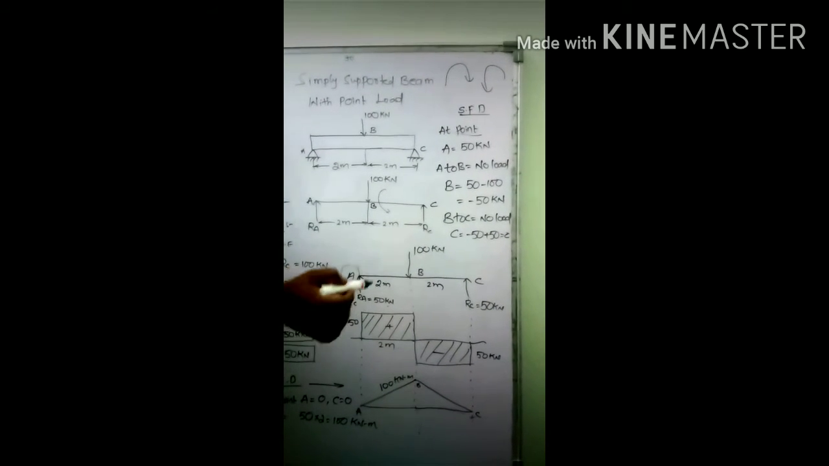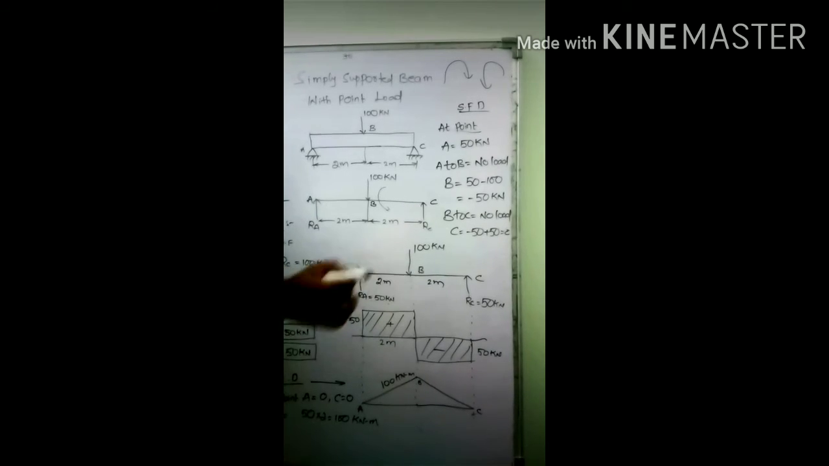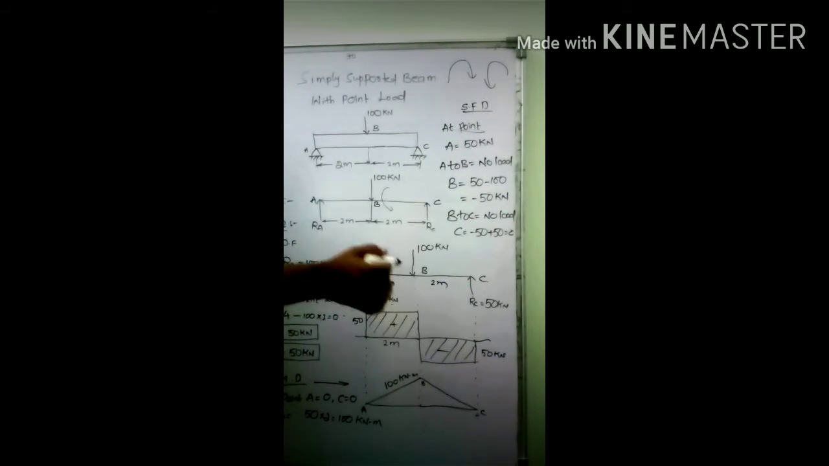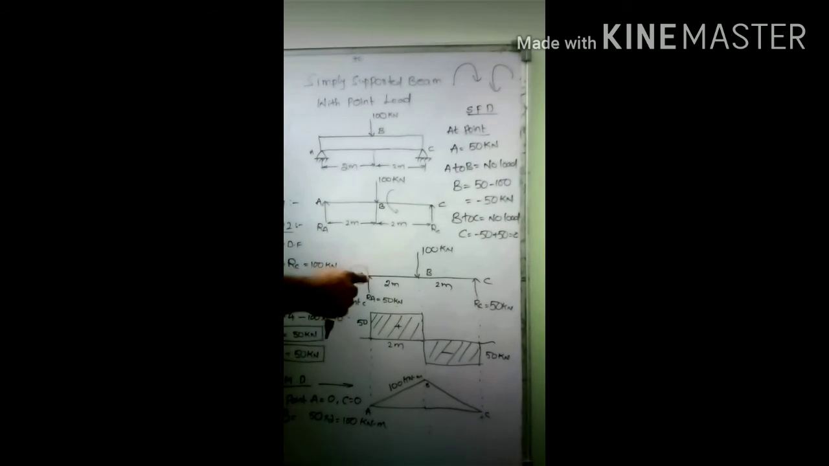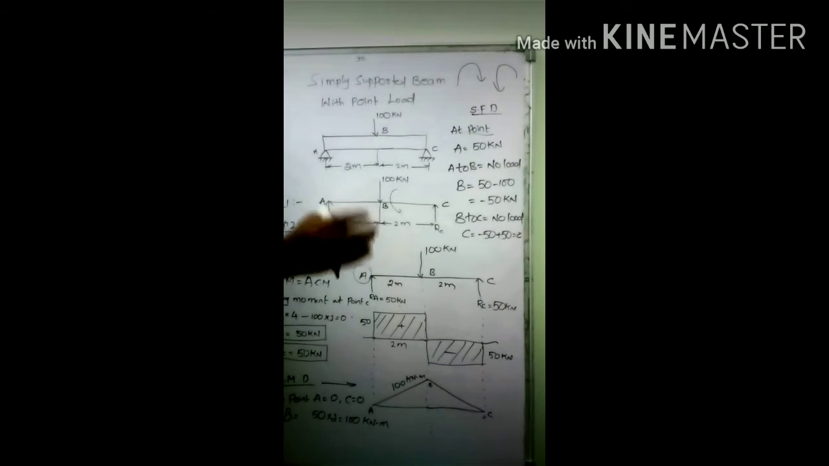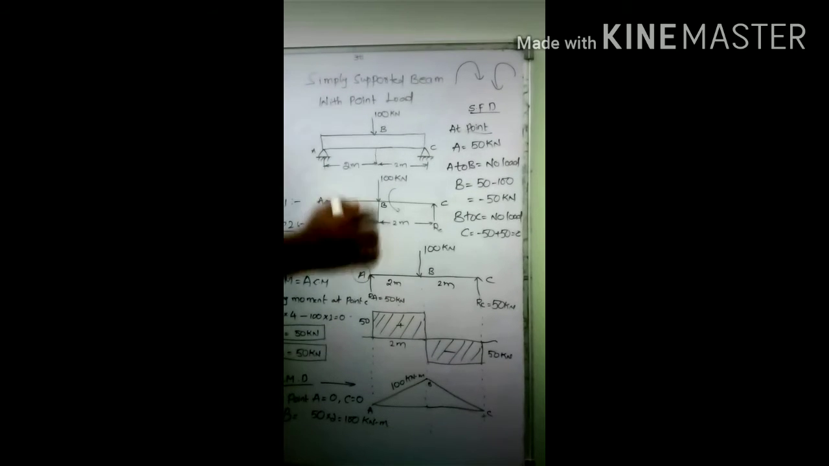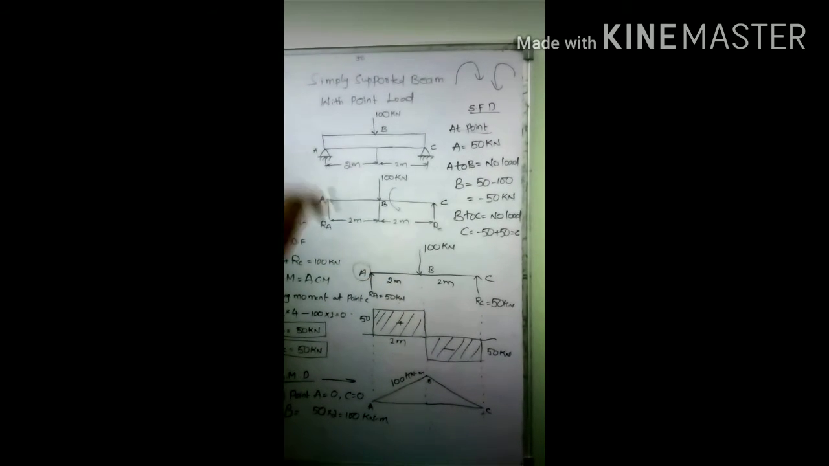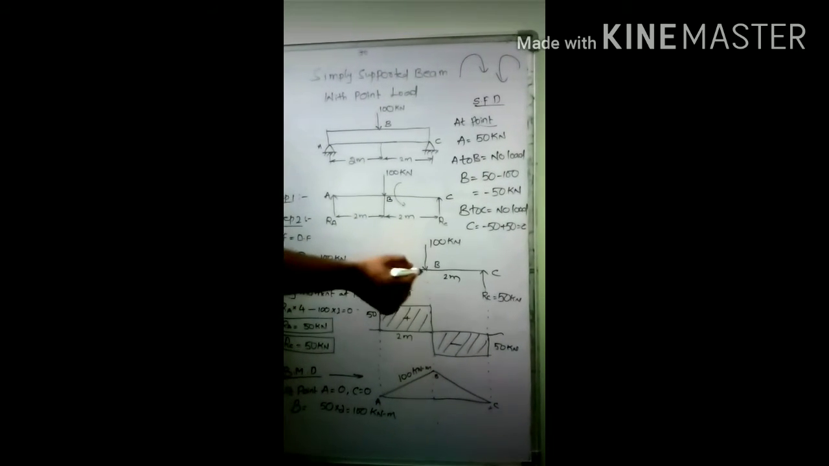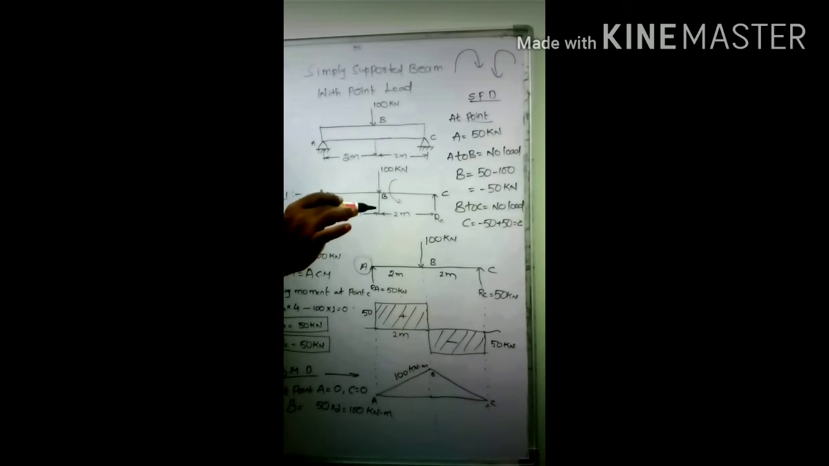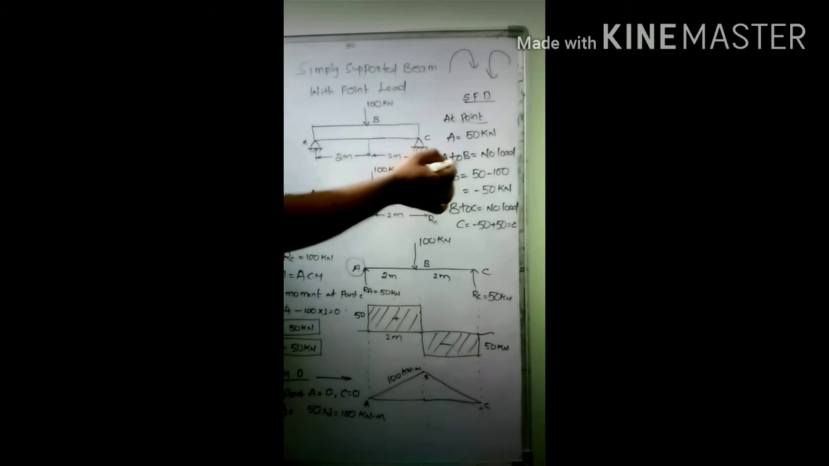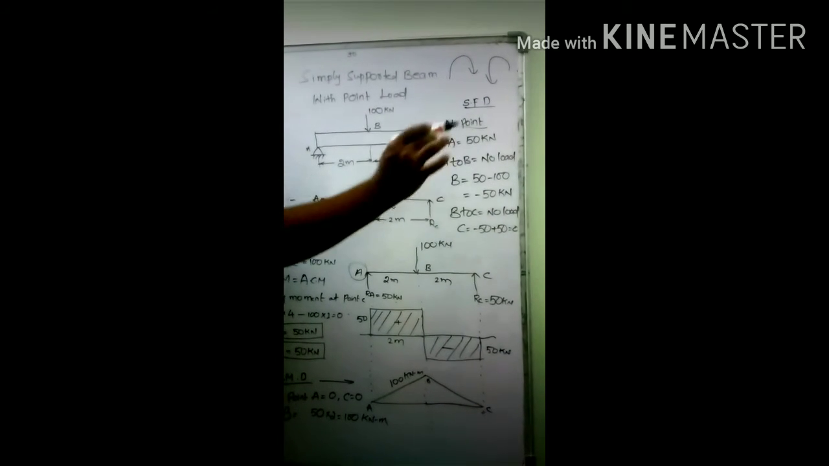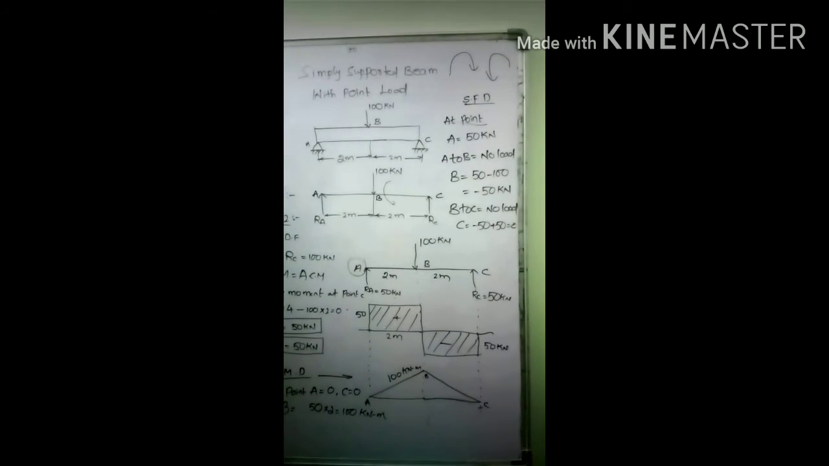Next, from point A to point B in the beam, we have no loading condition. That means we have only constant loading from point A to point B. Whenever you have a constant loading condition, simply draw a straight line. A to B has no loading, which means constant load.